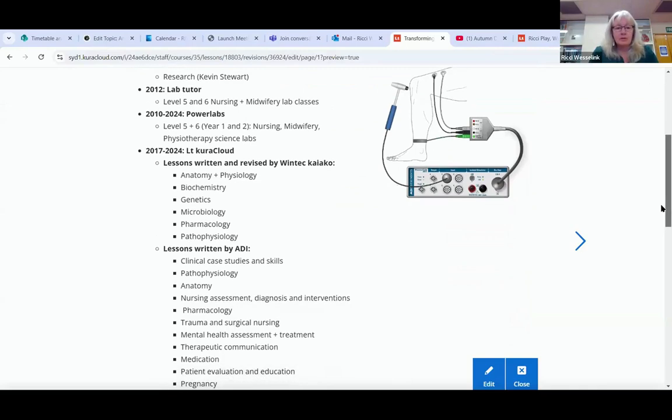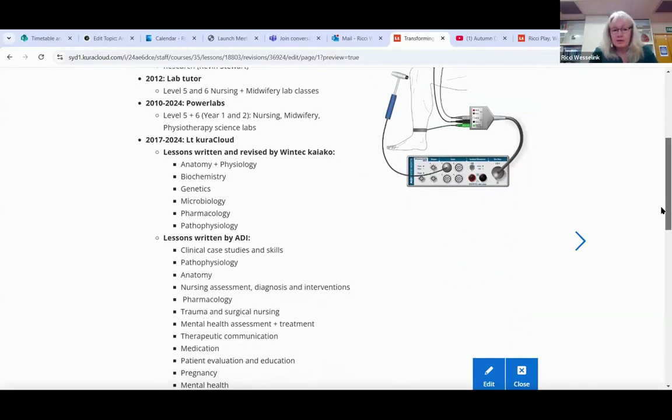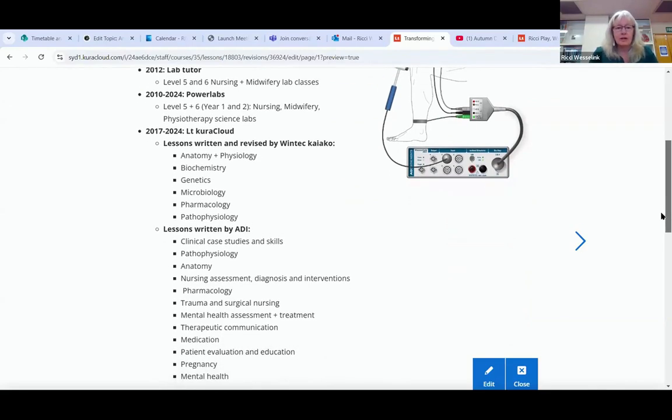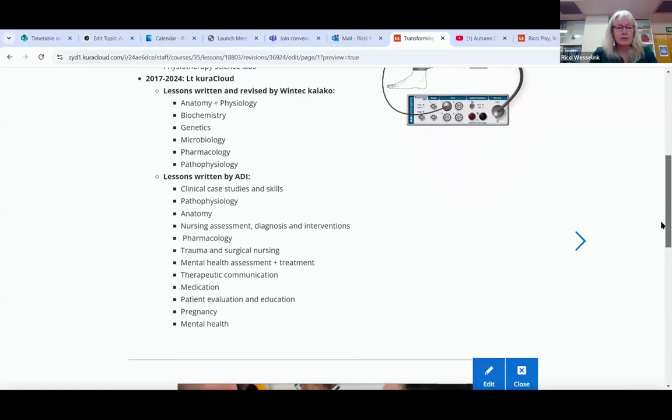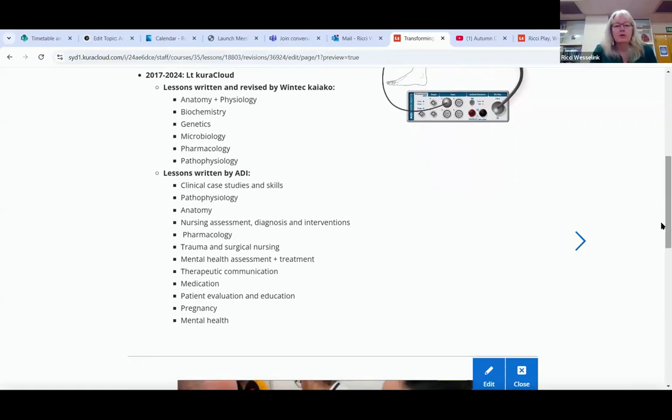Lab Tutor was developed in 2012. Well, it was being used in 2012 in our midwifery and lab classes. And then the Power Labs that Deepika showed earlier were being used between 2010 and 2024 to offer students practical experiences linked to the theory that they're learning, where they could learn from making recordings from themselves. Now, since 2017, we've been using LT Kura Cloud.